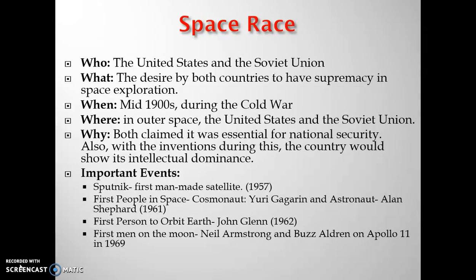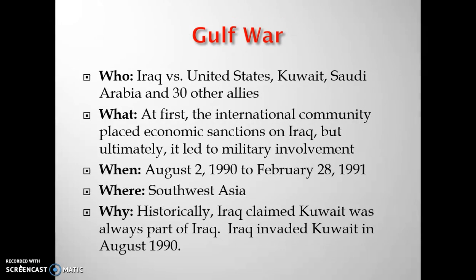And so our important events: Sputnik was the first man-made satellite, in 1957. The first people in space were the cosmonaut Yuri Gagarin and the astronaut Alan Shepard in 1961. The first person to orbit Earth was John Glenn in 1962. And the first men on the moon were Neil Armstrong and Buzz Aldrin, Apollo 11, in 1969.